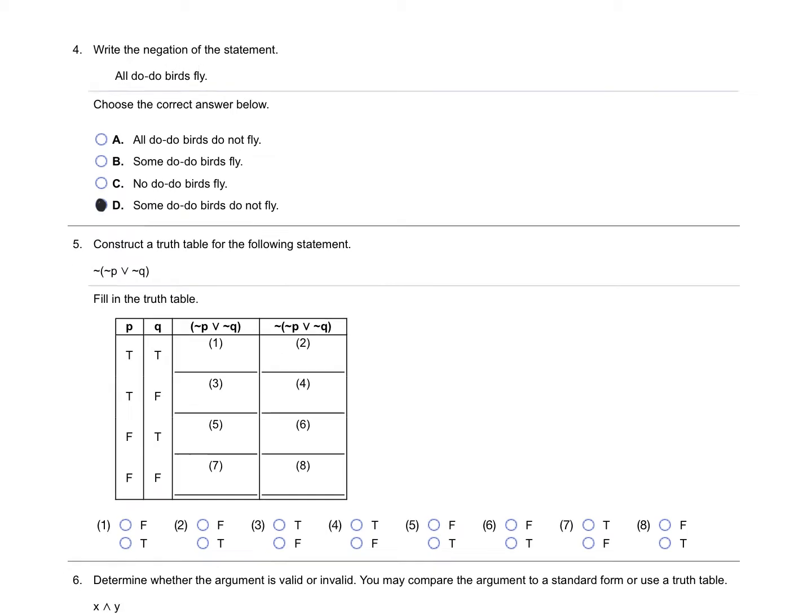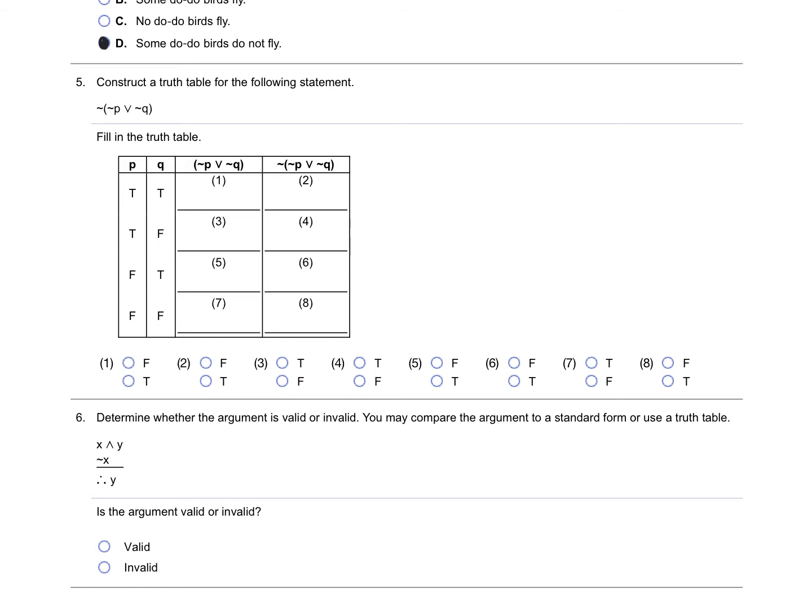Number 5. Construct a truth table for the following statement. Be really careful with all these negations. We have first what's inside the parentheses. We have not P or not Q. If it is helpful to you, you can make columns for not P and not Q. So not P, we're going to have false, false, true, true. And then not Q would be false, true, false, true.